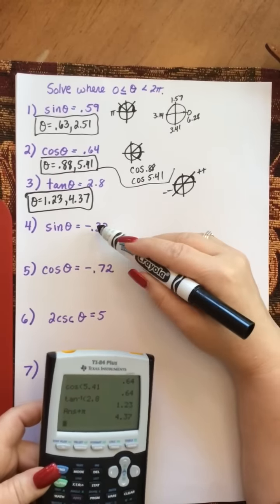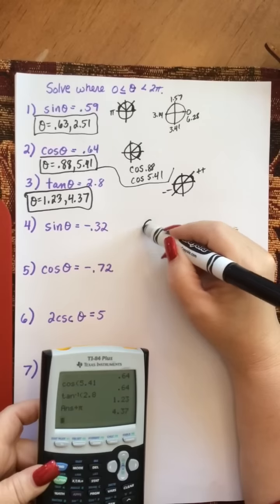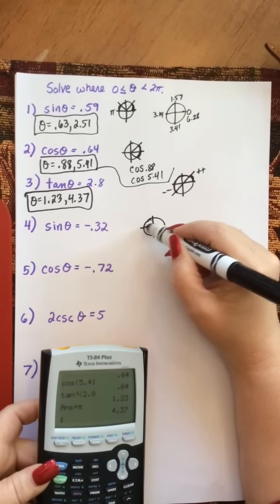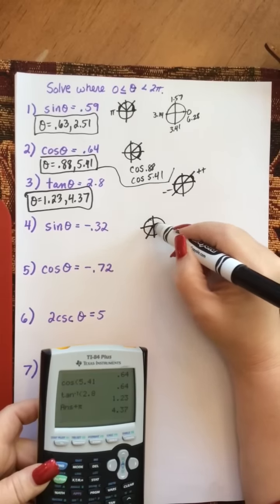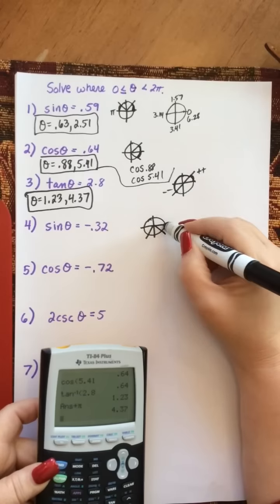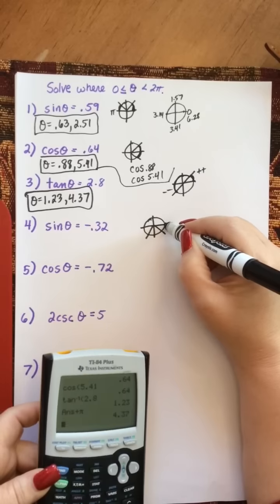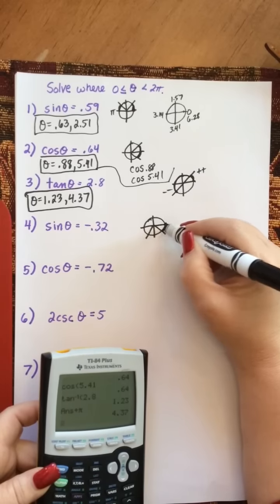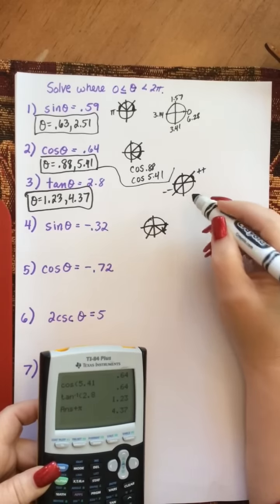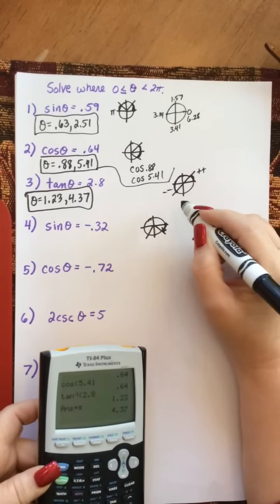Next, they say, where is sine negative 0.32? So I go, well, sine is like y. Y's are negative in the bottom hemisphere. So the calculator always starts from here and it gives you the answer closest to here. The closest way to get there is to travel negatively, so I can already predict the calculator is going to give me a negative one.